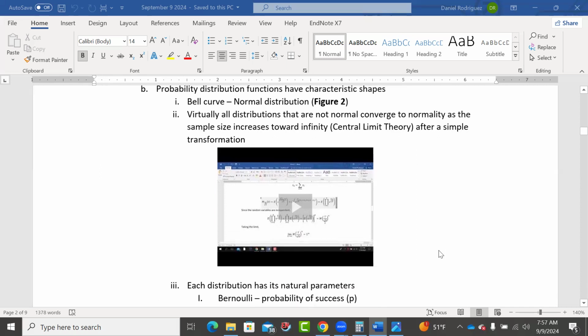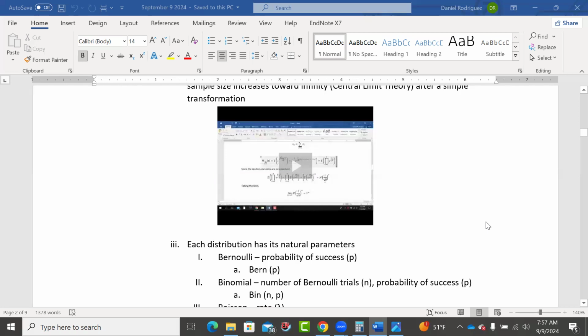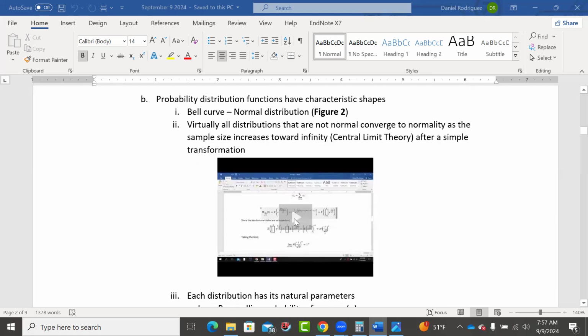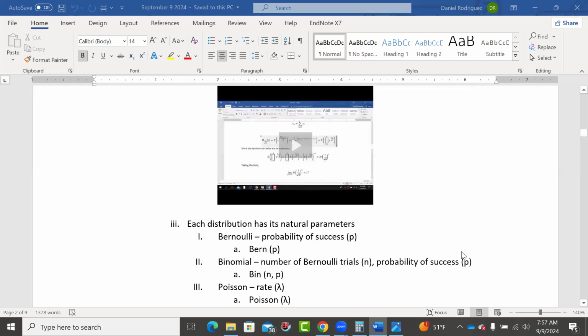If you're interested in the derivation, if you like math and you like doing proofs, I did a proof of the central limit theorem. You can click this link here, or you can just look at my YouTube page. I also have it there.